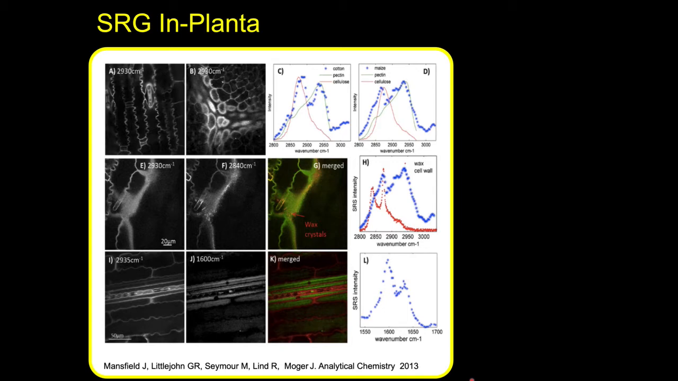The phase-sensitive SRG detection works extremely well in plants, and we've used it to map various different biopolymers within the plant. By tuning the difference between the pump and the Stokes beam as we acquire images, we can extract the Raman signature from the plants to be able to tell the difference between the different chemical biomolecules within the plant. So effectively, we can replace fluorescent tagging, and we can look at different biopolymers such as pectin and cellulose and lignin within the plant tissue. And very useful for the agrochemical industry, we can look at the wax on the surface of the leaf.